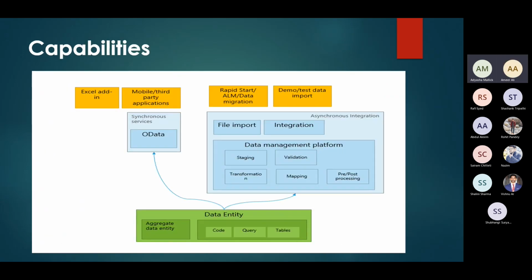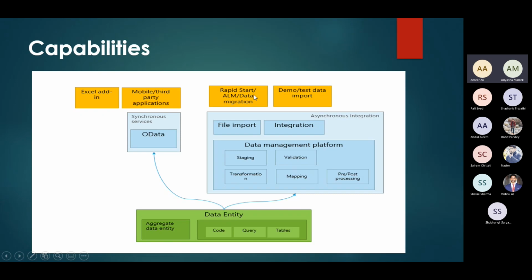Next come the capabilities. What are the capabilities of a data entity? As I told you, the data entity comprises tables, so it has access to tables, query, and code, all the business validation that can be performed in the data entity, and aggregate data entities. The capability of the data entity is either within the system or outside the system. What are the capabilities within the system? Suppose an end user wants to load data into the system, either demo data or test data. We can import it into the system to do our testing and perform the user acceptance test.